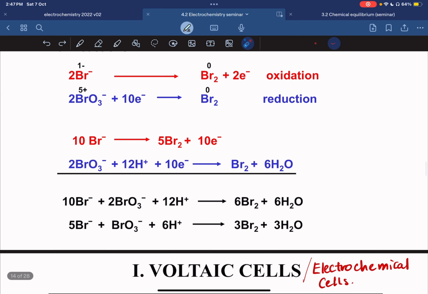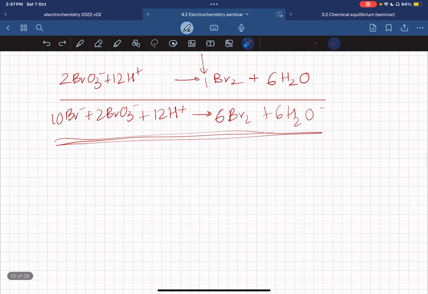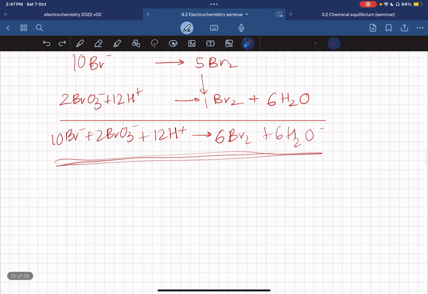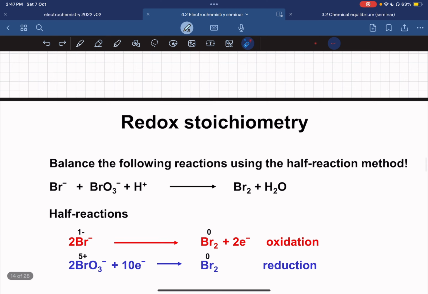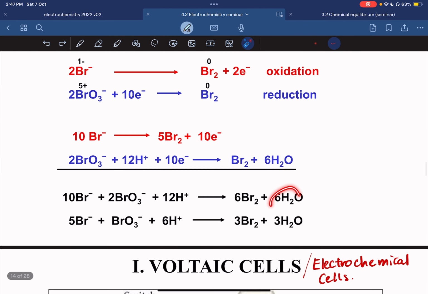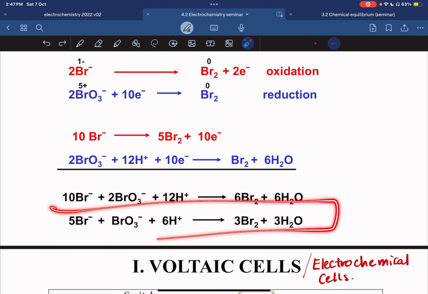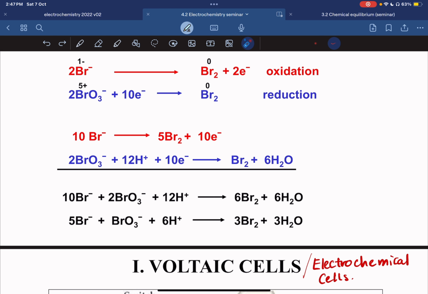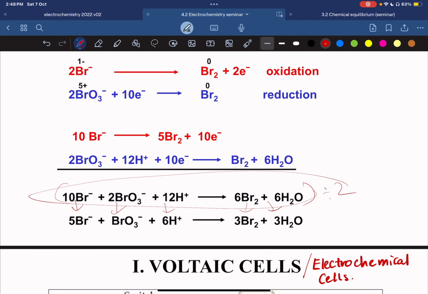10 Br minus, 2 BrO3 minus, 12H plus, gives 6Br2 and 6H2O. Now they added another step here. See, if you write this, it's good enough. But to make it even simpler, you can divide this whole thing by 2 to get this, which is just a simpler version of the above equation. Not a problem. This is good enough, okay?